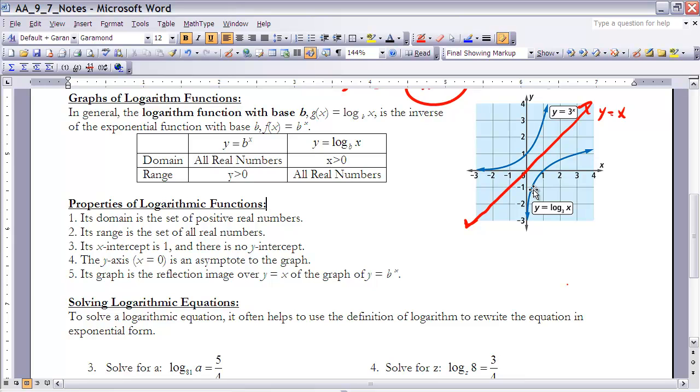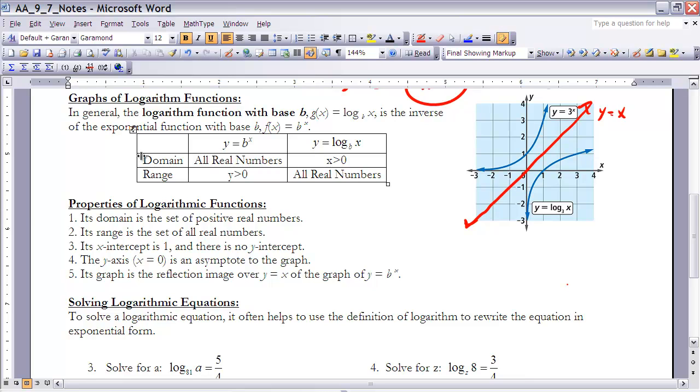It's just the degree in terms of how fast it's going to increase or decrease as x increases or decreases. So as I look at it, what I want to keep in mind is that it's always going to be the inverse of the function y equals b to the x. Here is an example: y equals 3 to the x and y equals log base 3 of x. You'll notice that they're both reflection images over the line y equals x.